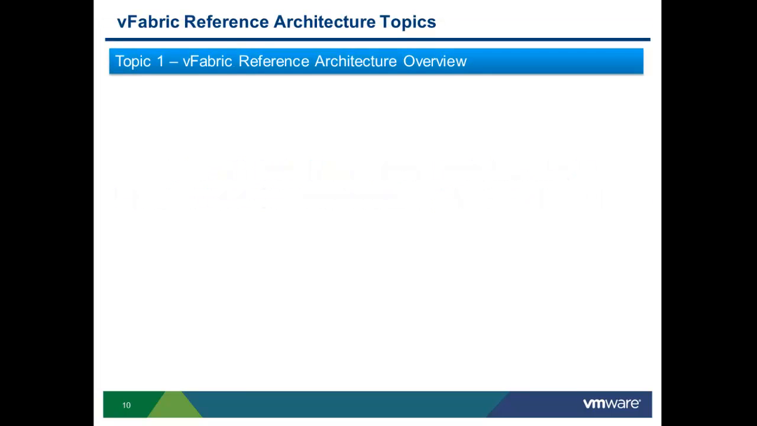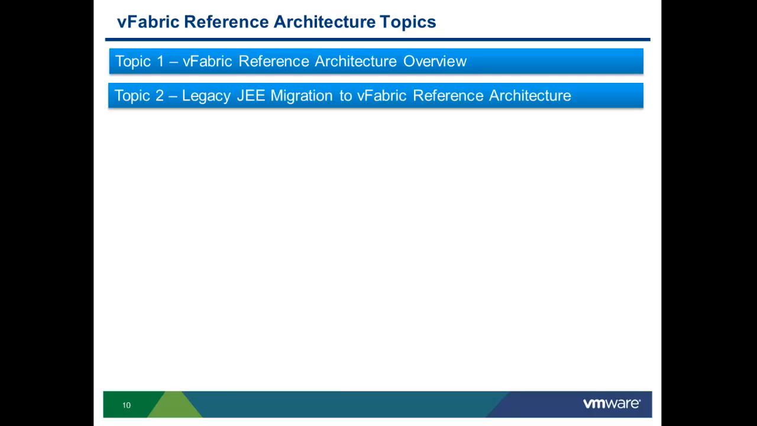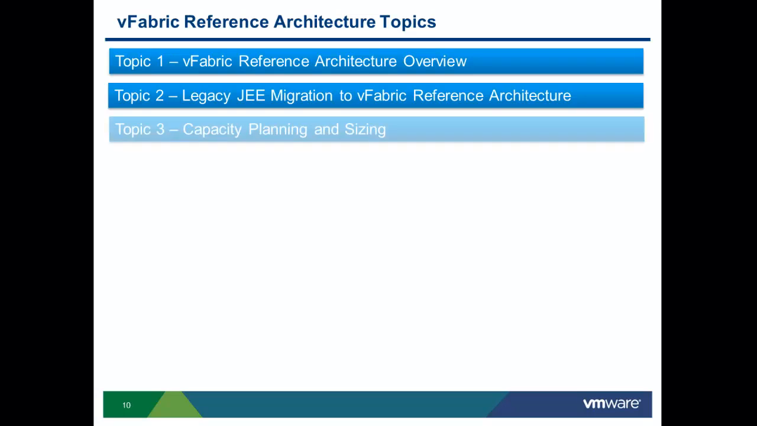Topic 1 is an overview topic of the entire architecture. Topic 2 is about migrating a legacy JEE application to the vFabric Reference Architecture. Topic 3 is capacity planning and sizing. This is where we've put SpringTrader through its paces in our lab environments.